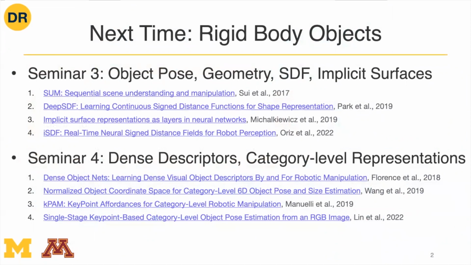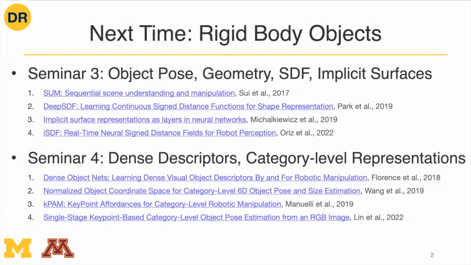So in seminar 3, the first Tuesday lecture after spring break, we have a set of papers that are going to be covering how we can use object pose once we've defined how to actually represent object pose for our rigid body objects, and how we can model the geometry for rigid body objects using neural networks in the form of signed distance functions or other implicit surface representations.